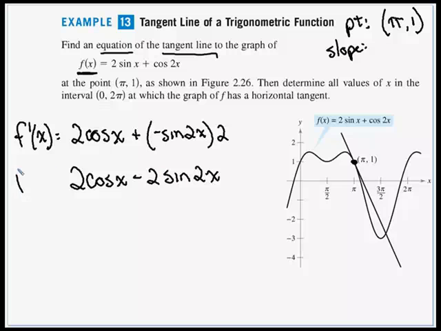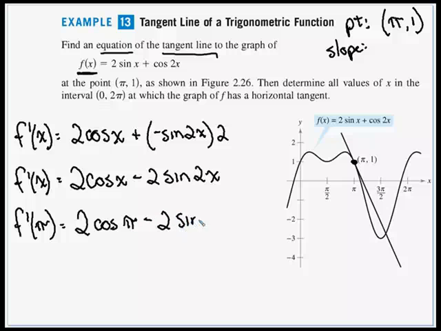Okay, that's our derivative. Again, we plug in an x value, and that will give us the slope occurring at that point. So I guess we're ready to plug in our x value. Our x value of our given point is pi. So we're going to find f prime of pi. F prime of pi is going to be 2 times the cosine of pi minus 2 times the sine of 2x. And remember, we're plugging in pi for x, so this is going to be 2 times pi, or 2 pi.